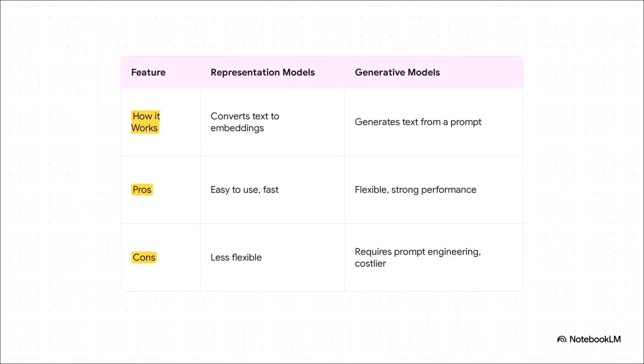Think of the specialist, the representation model, as your reliable workhorse. It's fantastic for high-volume, well-defined jobs where speed and efficiency are everything, like sorting support tickets. The all-rounder, the generative model, that's your creative problem solver. It shines when you need flexibility, maybe for analyzing open-ended survey answers to find themes you didn't even know to look for. It can be more expensive, but that adaptability is just incredibly powerful.